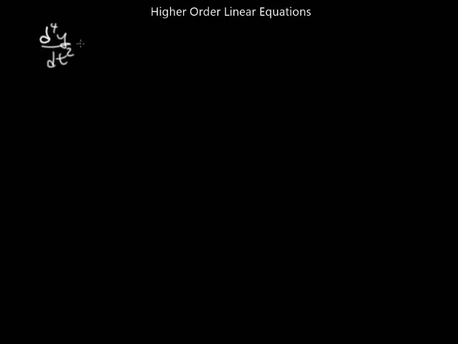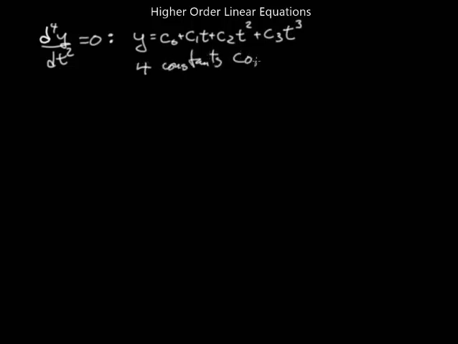So let's look at another example. Suppose the fourth derivative of y was equal to 0. Well, y would be c0 plus c1 t plus c2 t squared plus c3 t cubed. It's a fourth order equation, and there are 4 arbitrary constants. And that's no accident.